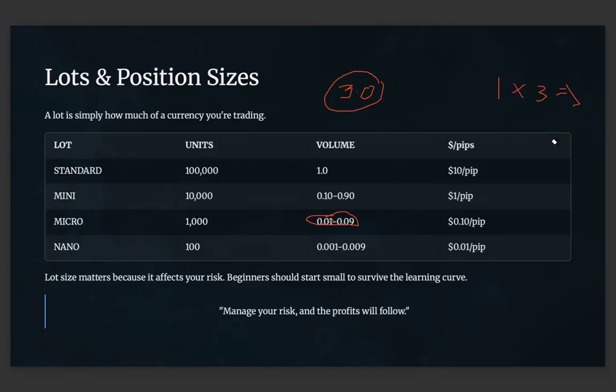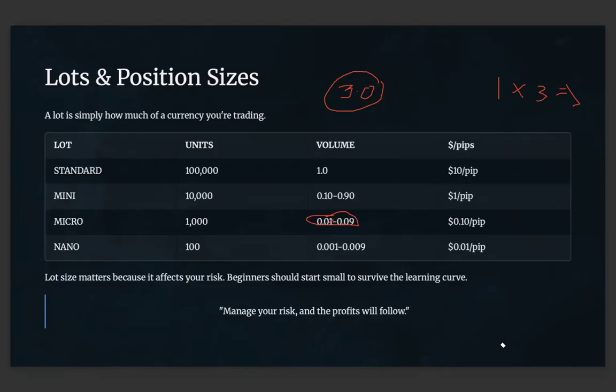Eh? I think I made a mistake in the calculation. So you have to do 0.01 times 30 times 10. 0.01 times 30 times 10, which I feel like is a long journey. So I'm trying to break it down to where you can understand. Times 10 is talking about this per 10 pip move.